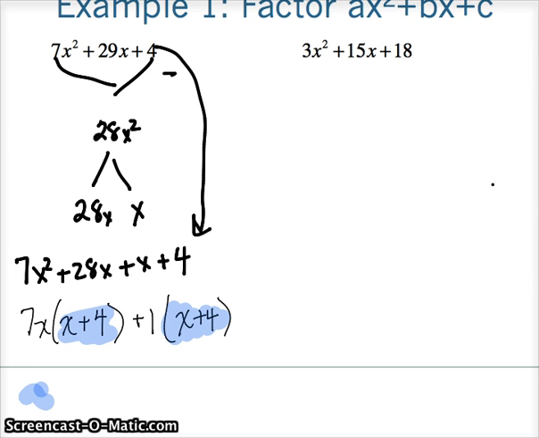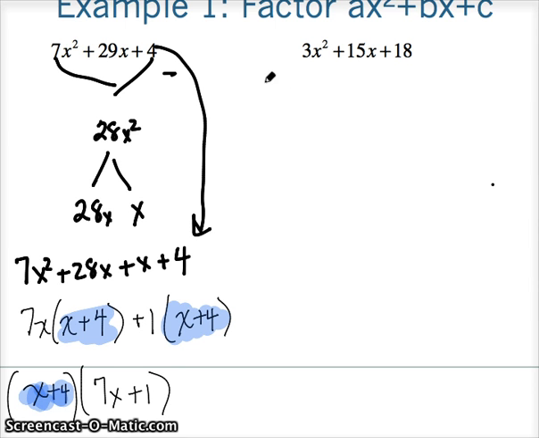Factoring out the x plus 4, I guess I did need it highlighted, so that's kind of okay. Factoring out this x plus 4 leaves us with 7x plus 1, and we have factored it. So here are two binomials that multiplied to give us this original trinomial. And thank you. Let's go ahead and try another one.